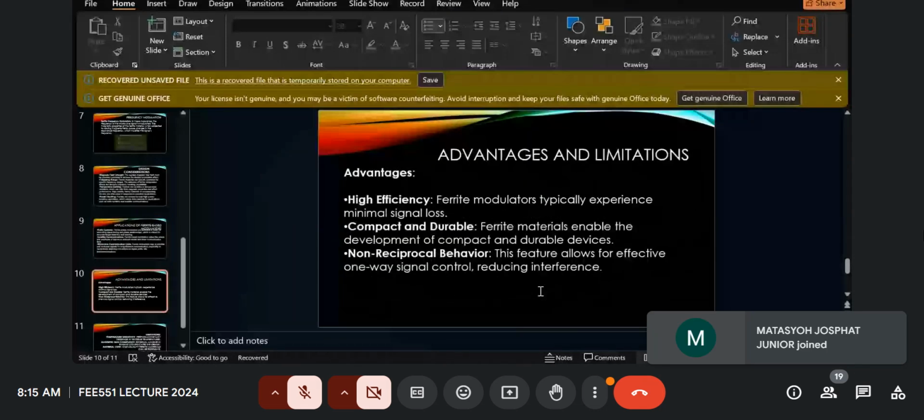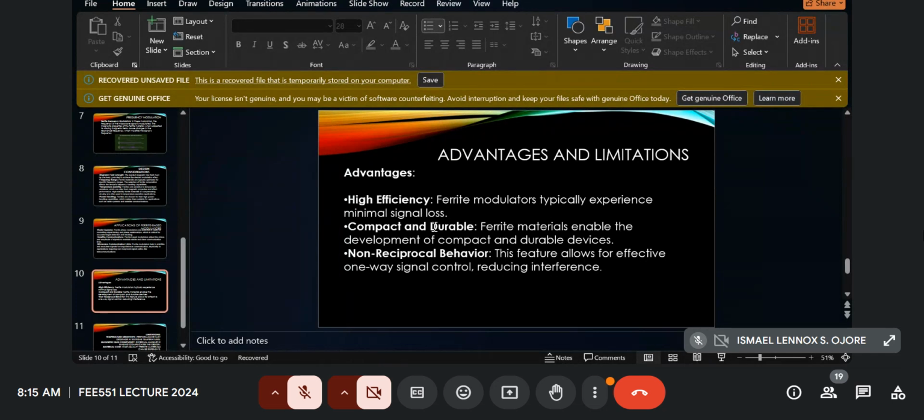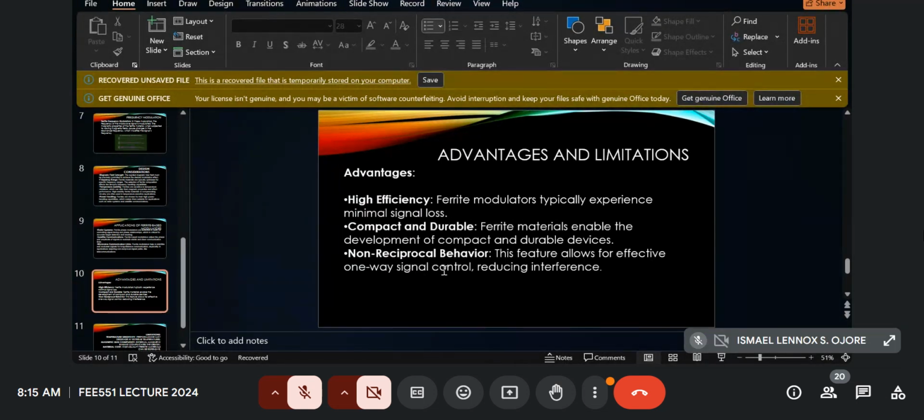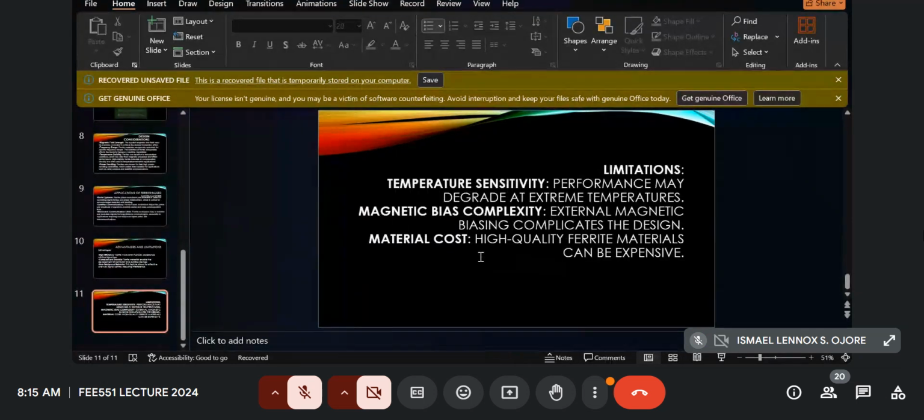The advantages of ferrite-based modulators are that they have high efficiency, which minimizes the signal loss. They are also compact and durable, which enables development of compact and durable devices, meaning in their size, so they can be fitted in small devices. Their non-reciprocal behavior allows for effective one-way signal control, reducing the interference.